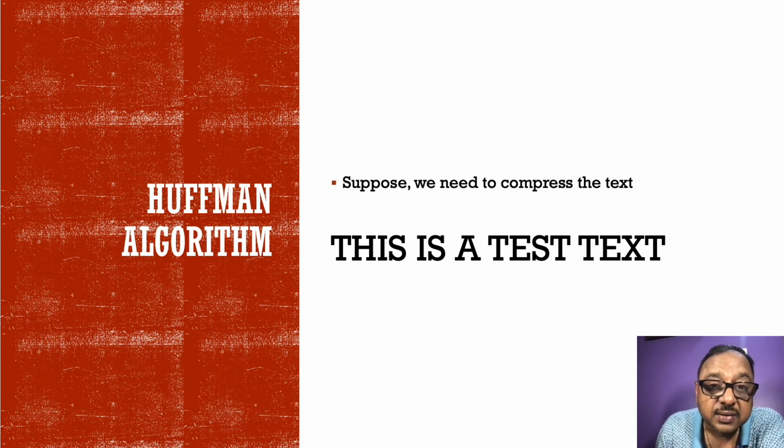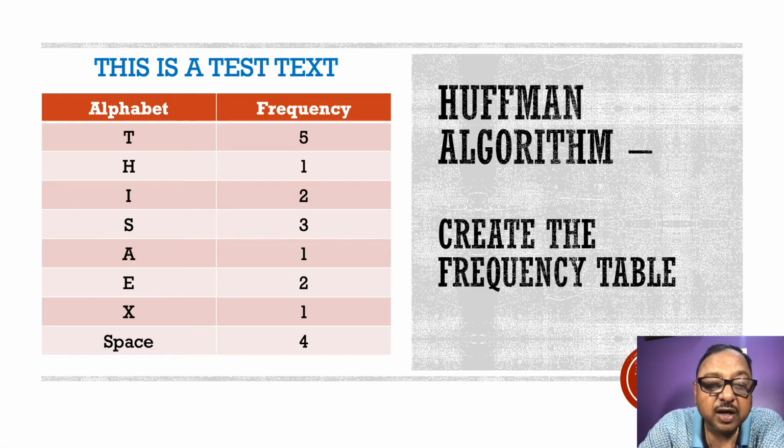Let us discuss that. The first step in the Huffman algorithm is that we take all the unique characters in the text that we have to compress. In this case I have taken out all the alphabets or the symbols, like the space is also there in this text, and made a list of that. Then we take the frequency of each of the symbols, that is T occurs 5 times, H occurs 1 time, I occurs 2 times, etc., and make a frequency table. So this is the first step in the Huffman algorithm.